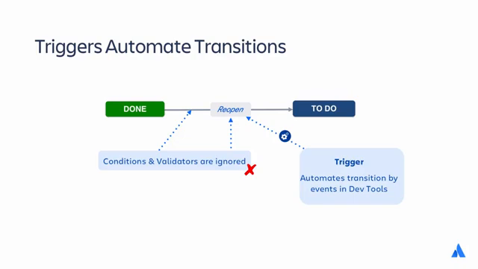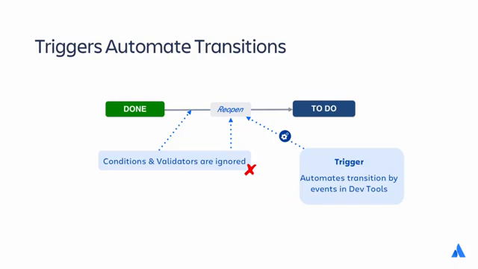When a trigger is executed, the conditions and validators are ignored, and only the post functions are executed. This means that any permissions on who can transition the issue are completely ignored. You can still drag issues between columns on the Agile board or update your status manually using the workflow buttons in the issue. And in that case, permissions, conditions, and validators are still respected.